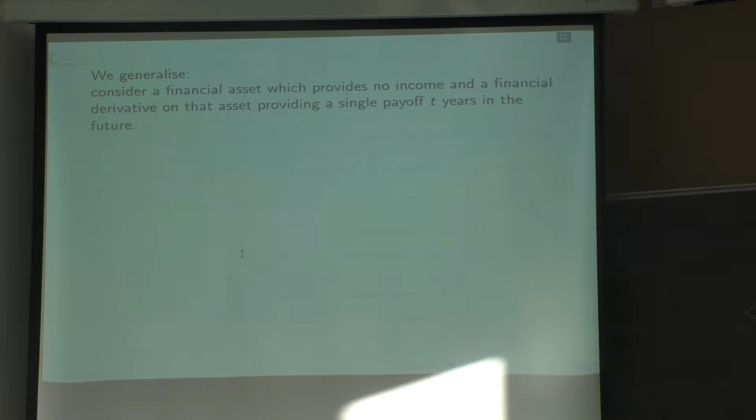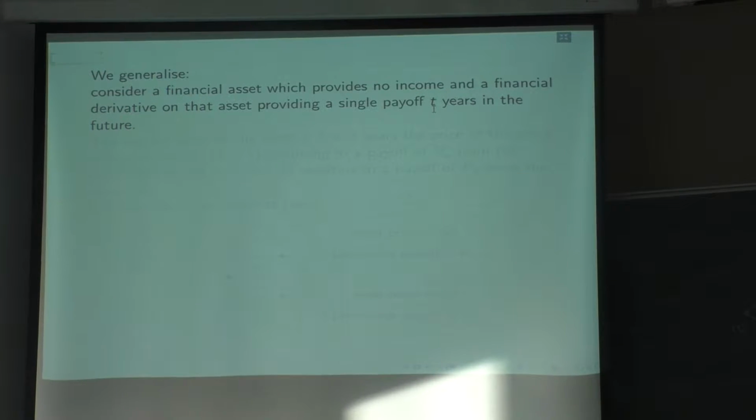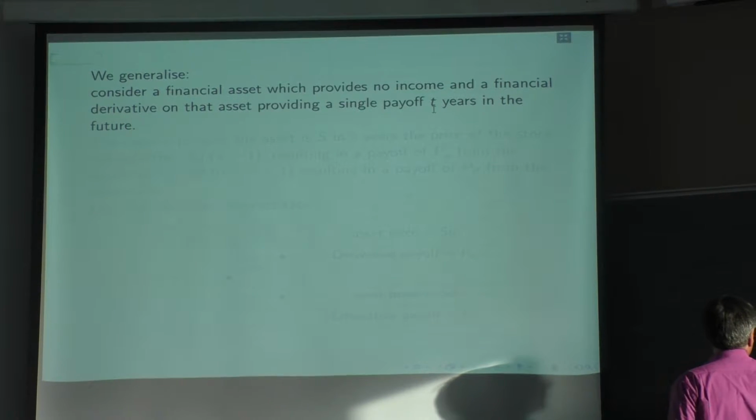So we're going to consider a financial asset, which is going to be some underlying asset for some derivative. We're going to assume that that underlying asset provides no income. Then we're going to be looking at some derivative with that asset as an underlying asset. And let's assume that this derivative produces a single payoff t years in the future. Okay, so that's an example of that. We are looking here, this time step was 1 year. So in this case, 1 year is t.